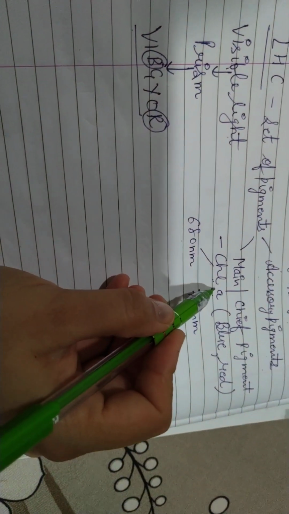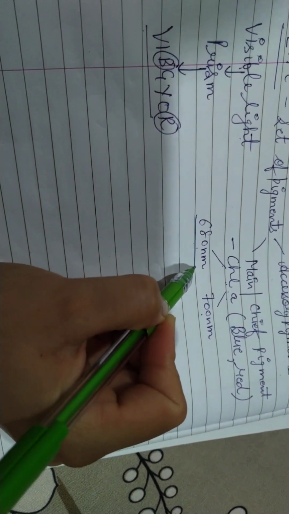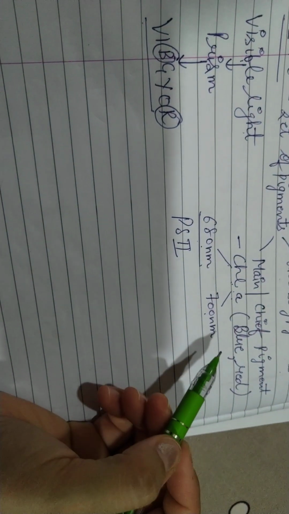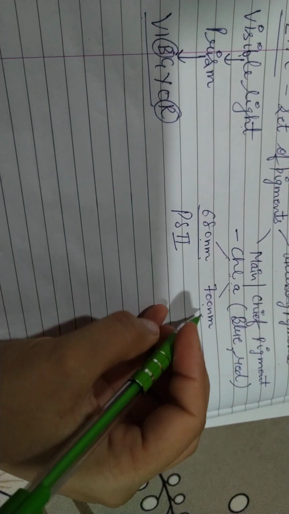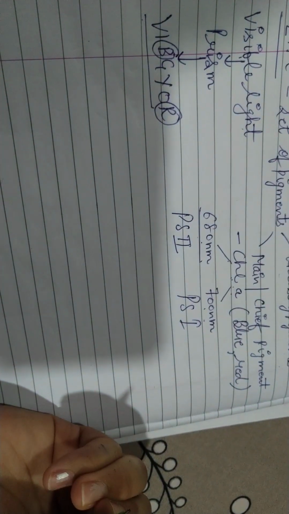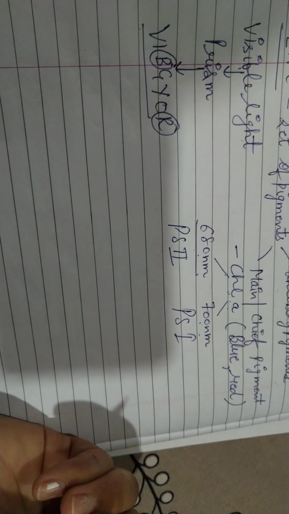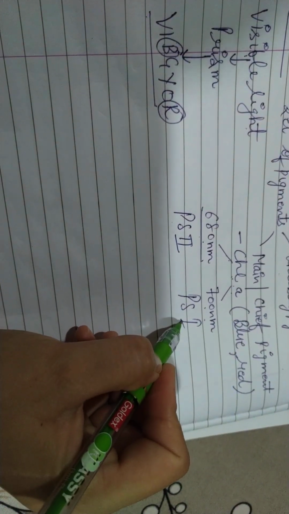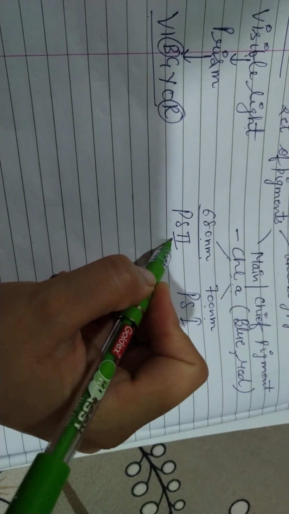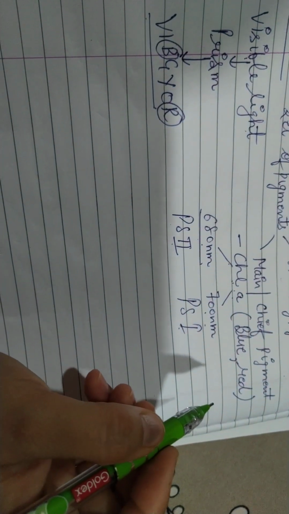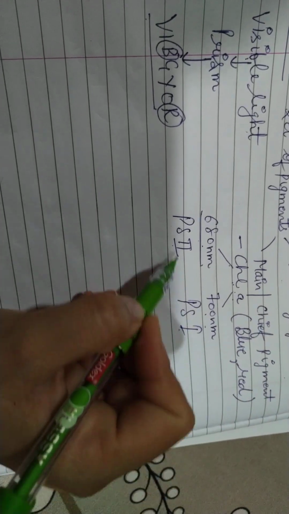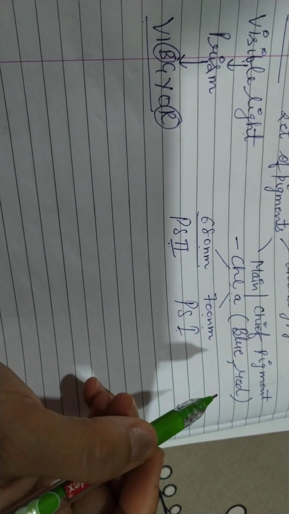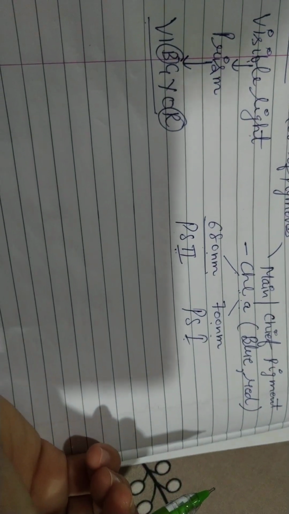Now if the chlorophyll A absorbs at 680 nanometer, it will be called photosystem 2, and if it absorbs at 700 nanometer, it will be called photosystem 1. So depending upon the absorption maxima of chlorophyll A, we have two types of photosystem. This 1 and 2 is not on the basis of functioning, but the numbers have been given on the order in which they were discovered.